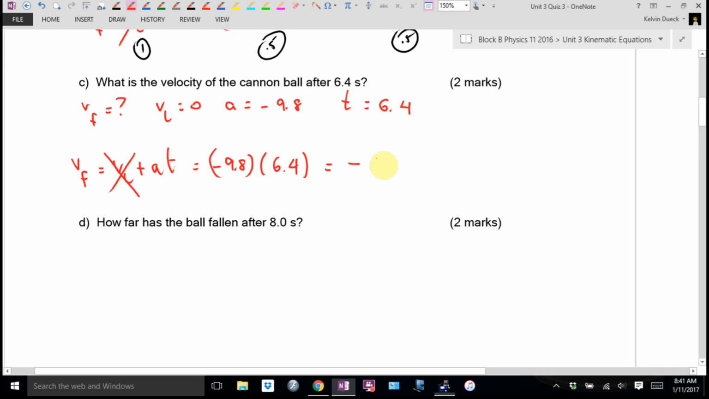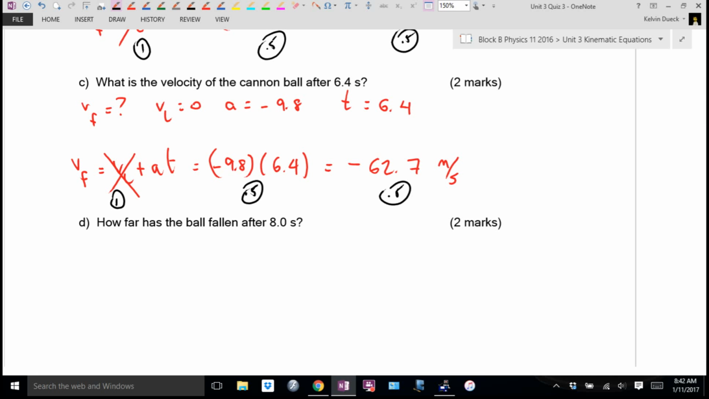Negative 62.7 meters per second. Did I get the units right on the previous one? Yeah, I did. Same as before: 1 mark, half mark, half mark. What I want you to again realize is I'm not that concerned about the answer. I'll give you half the marks just for the process. If you can identify how we would find this thing, there you go.